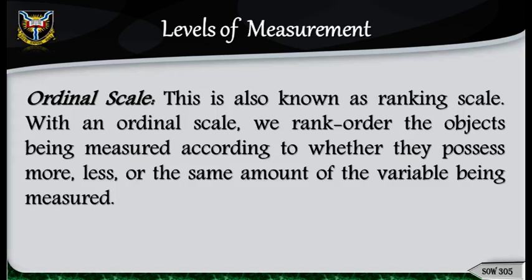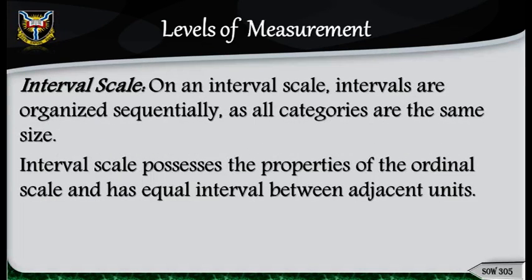However, it says nothing about the magnitude of the difference between adjacent units on the scale. Therefore, ordinal scale does not have the property of equal intervals between adjacent units, nor tell the absolute level of the variable.